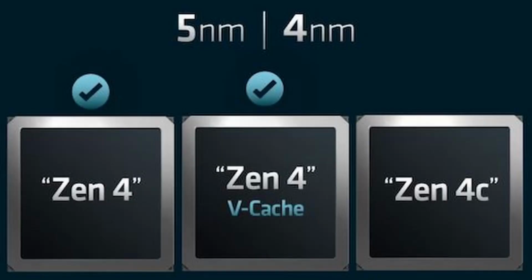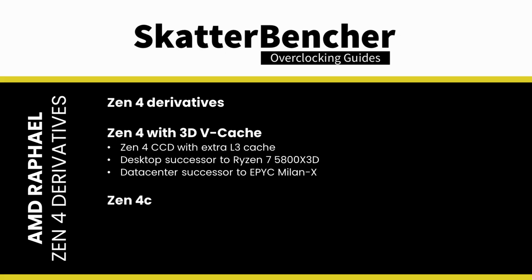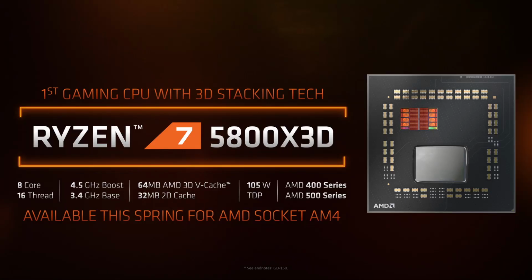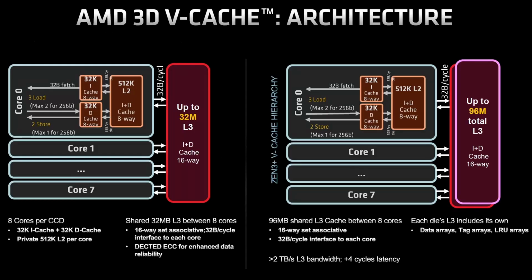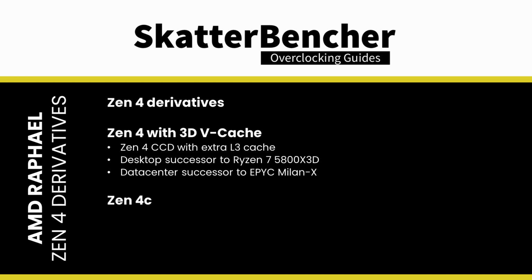It is worth noting that there are, at the very least, 2 derivative products for Zen 4. That's Zen 4 with 3D V-Cache and Zen 4C. The Zen 4 with 3D V-Cache is, as the name implies, a Zen 4 CCD with a layer of additional 3D V-Cache on top. AMD first launched such products with Zen 3 in the form of the Ryzen 7 5800X3D for consumers and Milan-X for the data center. The additional 3D V-Cache greatly expands the available L3 cache on a given CCD. It is expected that Zen 4 with 3D V-Cache will be announced beginning next year.